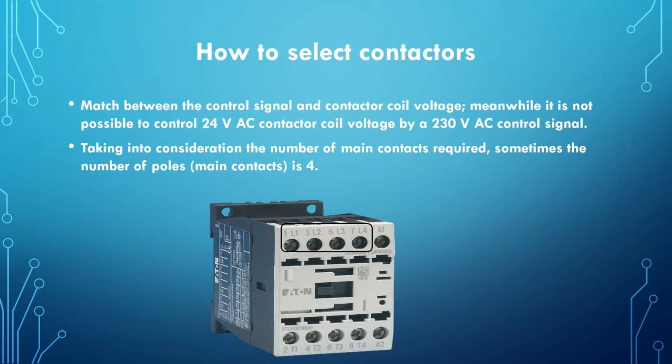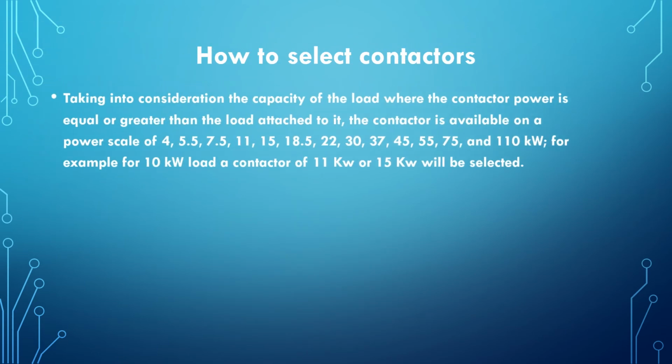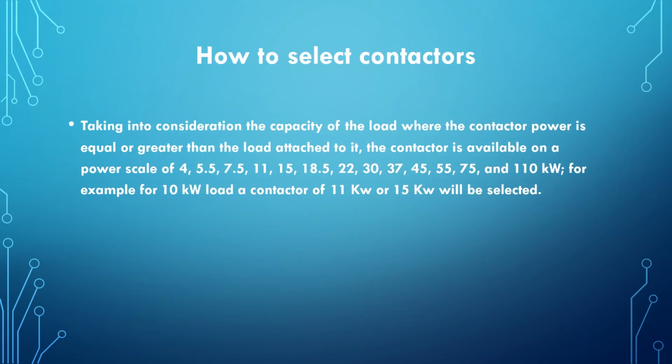Taking into consideration the capacity of the load, where the contactor power is equal or greater than the load attached to it, the contactor is available on a power scale of 4, 5.5, 7.5, 11, 15, 18.5, 22, 30, 37, 45, 55, 75, and 110 kW. For example, for a 10 kW load a contactor of 11 kW or 15 kW will be selected. Consider contactor types AC1 to AC4.